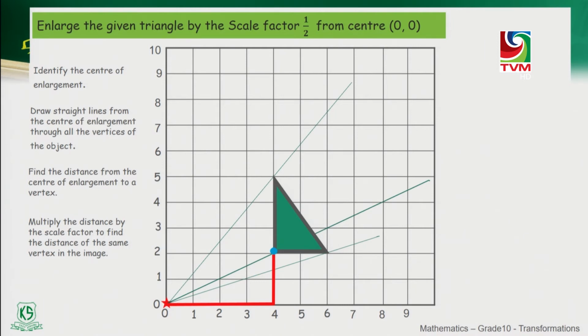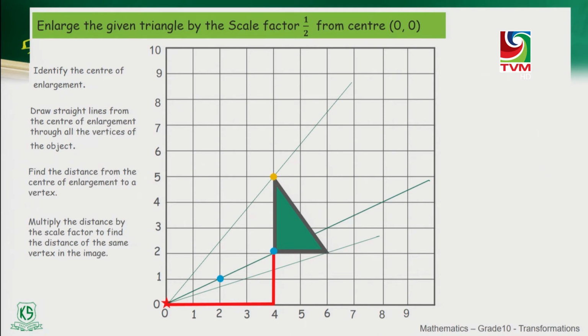Now the same way you multiply these distances by the scale factor. This time our scale factor is half. So multiply the values by half. It will give you the distance of the same point from the center to the enlargement. So 4 multiplied by half is 2. That means the same point on the enlargement will be across 2 squares from the center. 2 squares across, and 2 multiplied by half is 1. So vertically you will have 1 square. So this is the same point on the enlargement.